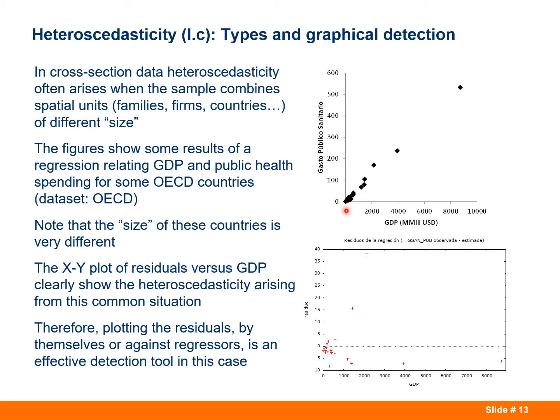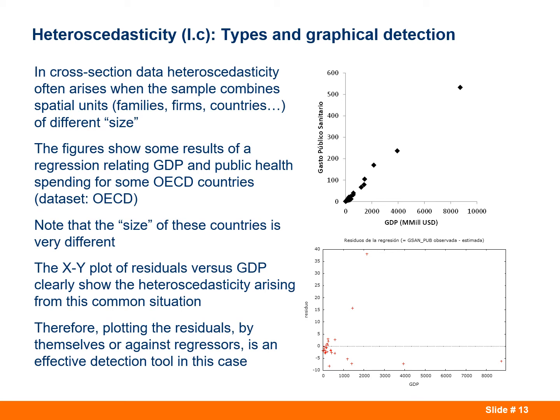As you see, there are small countries with a small public expenditure, and here you have the United States, Japan, and Germany. It is clear that it is very easy to model this data, which is close to the origin, and will be very difficult to capture the data of larger units. If you plot GDP against the residual of this regression, you will see that the variability of the residuals increases with GDP.